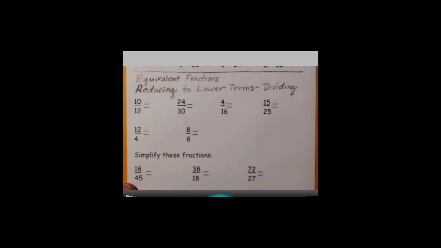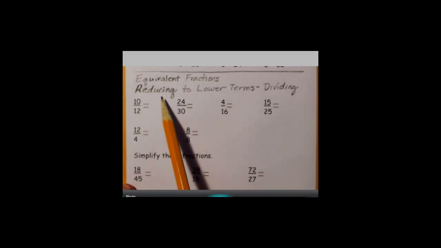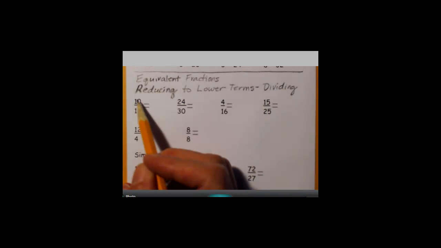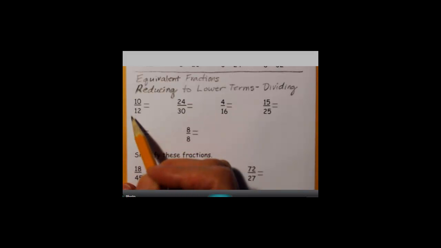Okay, in this section regarding equivalent fractions, we're going to be switching gears somewhat, but we are going to be writing equivalent fractions by reducing to lower terms, and this means that we're going to be dividing. So there's a little bit of a shift in our thinking. First of all, we're going to be given just one single fraction, but here we have to think about what number goes into both of these numbers.